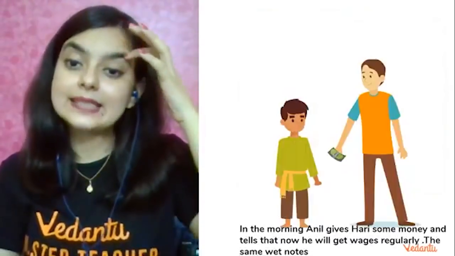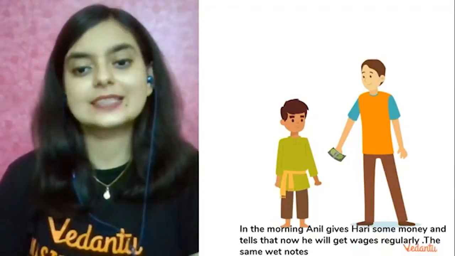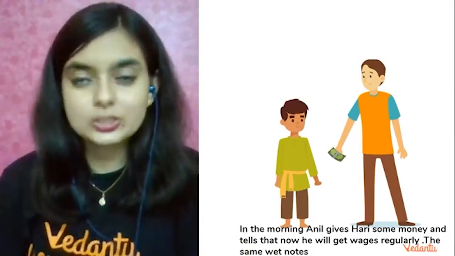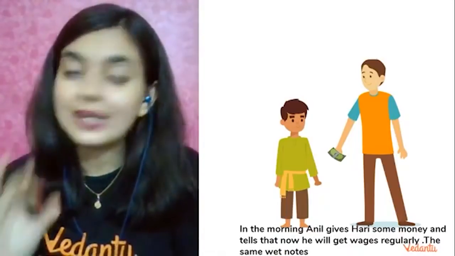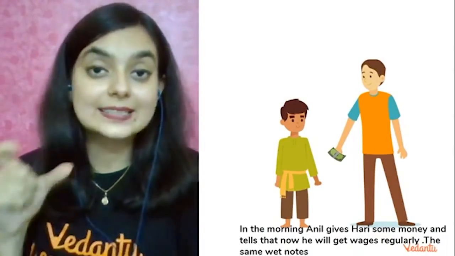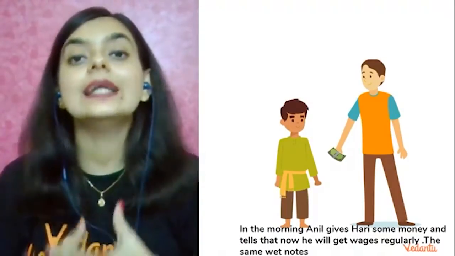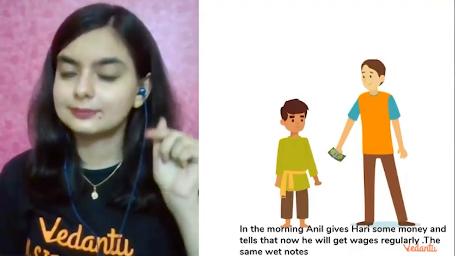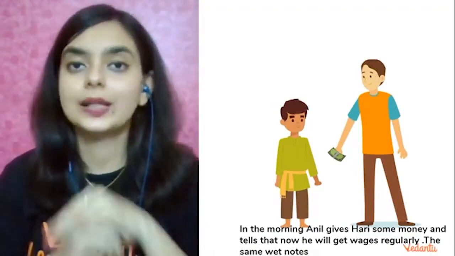In the morning, what happened? Anil gave Hari some money and said that from now onwards, you are going to be paid regularly. And when Hari touched the note, he understood that it was absolutely certain that Anil knew of his stealing, because the notes were wet. But Anil never uttered a single word to Hari about the stealing of the money. Moreover, he started paying him regularly.